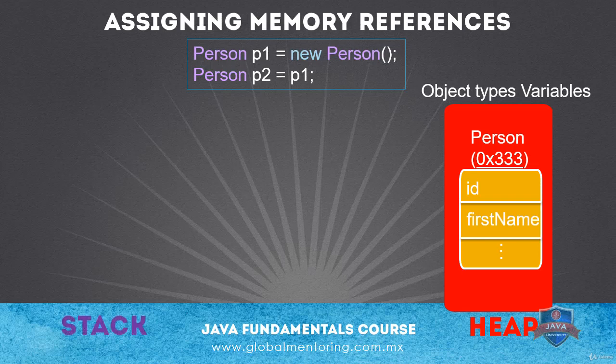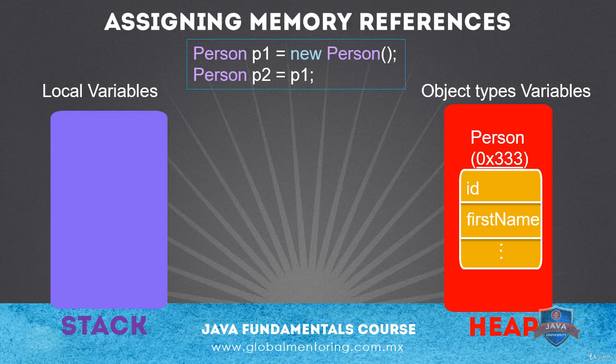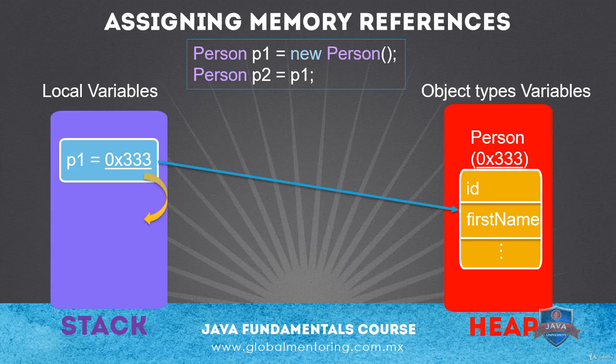And on the other hand, we have the stack memory, where the local variables are created, and we are creating the first variable p1 of type Person, and it is pointing to the object. And we are passing the same reference to the variable p2. Therefore, both variables are pointing to the same object.